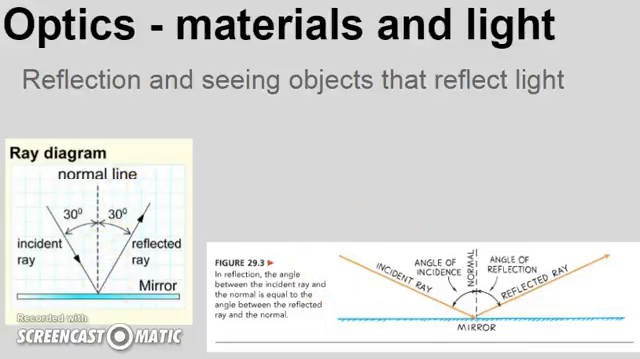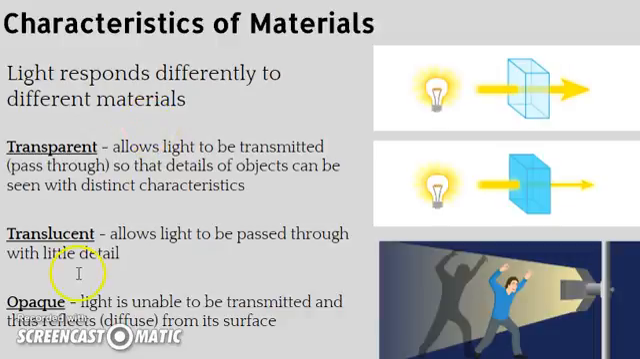So here's some pictures. First things first, we've got to talk about characteristics of materials. Light responds differently to different materials. A transparent object is going to allow light to be transmitted or passed through so that details of the object can be seen with distinct characteristics. Something that's translucent allows light to be passed through but with little detail. So you're going to be getting some distortion of what is over on this side. You can still see through it, but you can't necessarily see the detail.